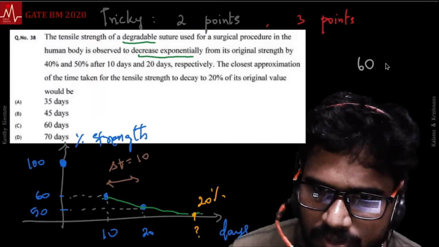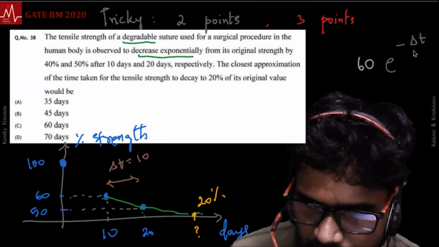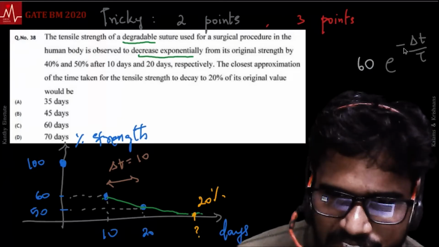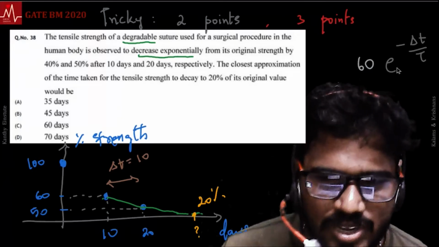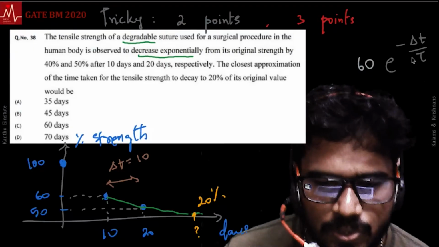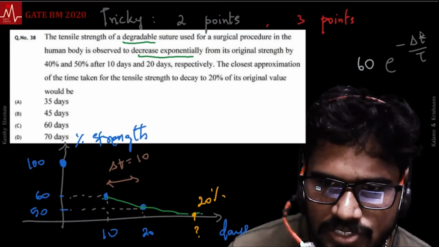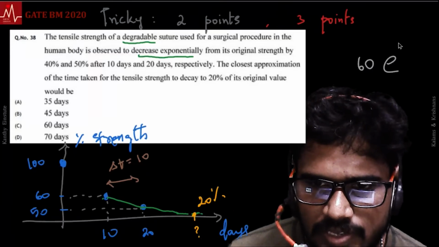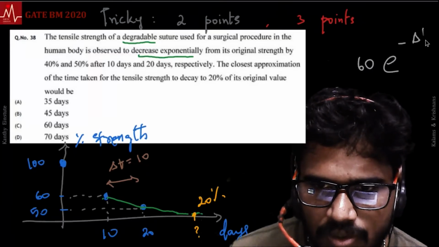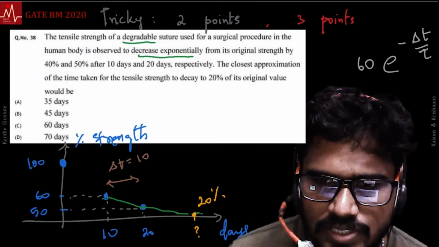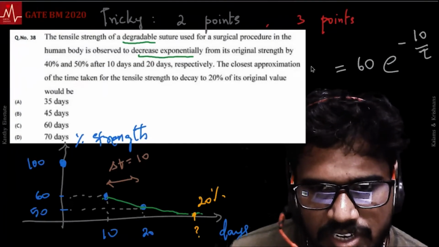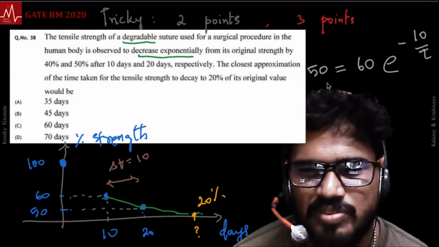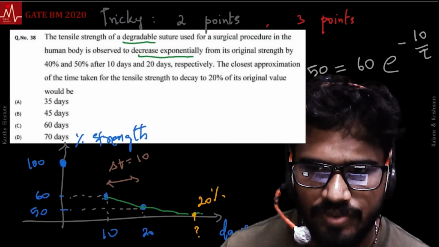Notice e power minus delta t by tau. This is a fraction. The largest value is 1, the smallest value is 0. It's a fraction between 0 and 1. When delta t is 10, the fraction happens to be 50 out of 60. Notice 50 is a part of 60. So you can find the tau.